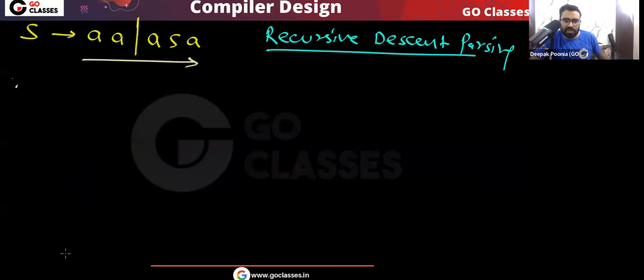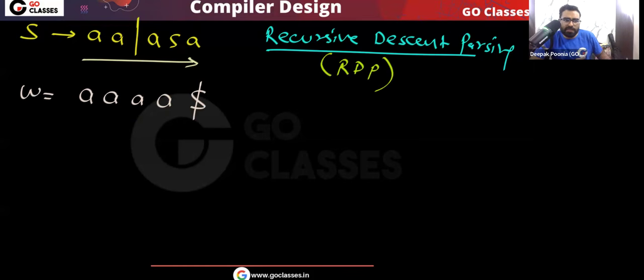What about this string, aa? Now remember, this string is actually generated by this grammar, but will this recursive descent parser, this RDP, be able to recognize this string or not? That is the question. Let's see the ability of the recursive descent parser here.